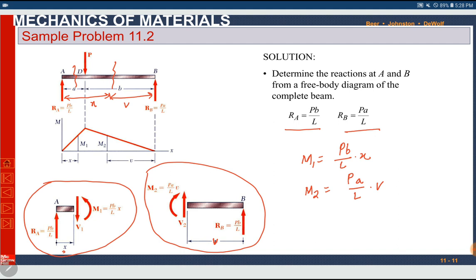This distance is V. The length of this section is V. This X and V are two different lengths. X is for section AD and V is for section BD. So we can say X is between 0 and A and V is between 0 and B. V starts from end B and goes towards the left side till D. And X starts from end A and goes towards the right side till point D. Okay. Now we have the moments.